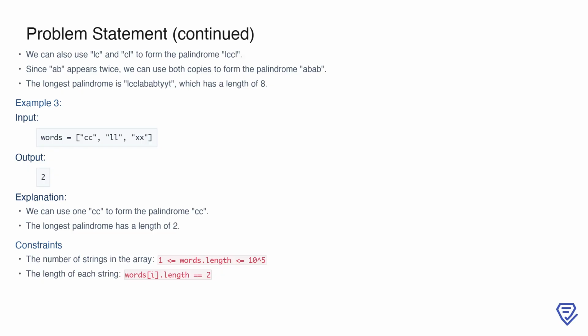Now, let's consider the constraints. The number of strings in the input array can be as large as 100,000, so our solution needs to be efficient. Additionally, each string is guaranteed to have exactly 2 characters, and all characters are lowercase English letters.